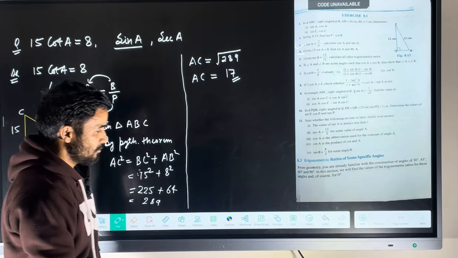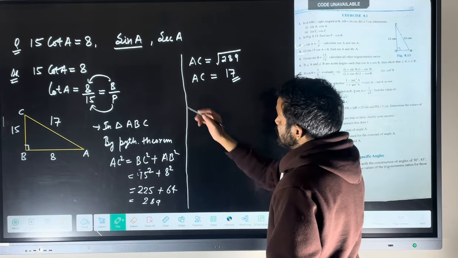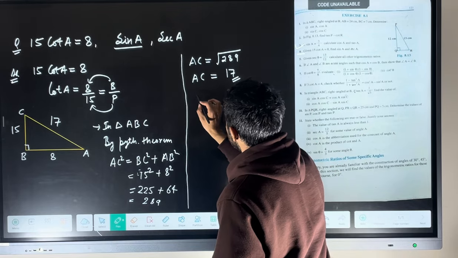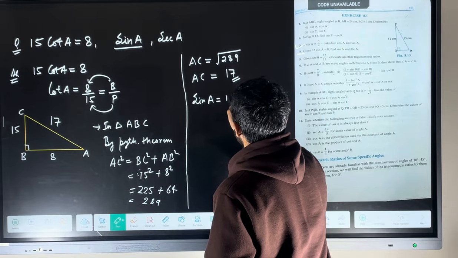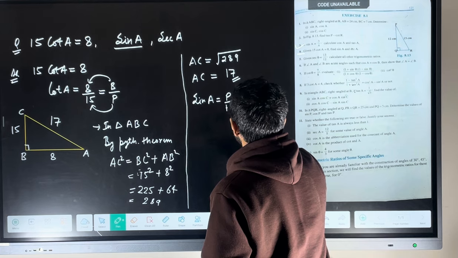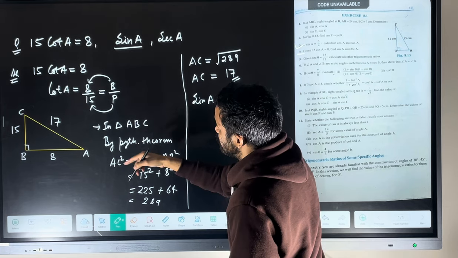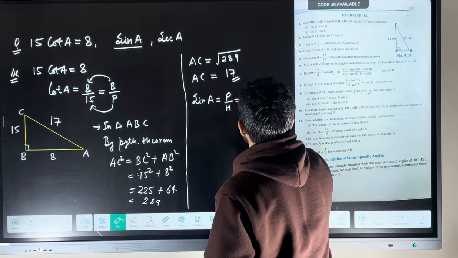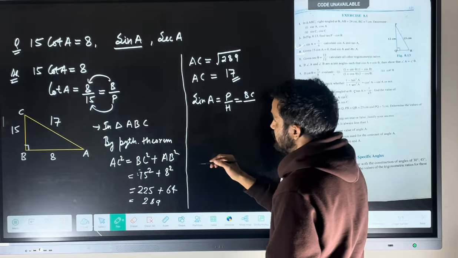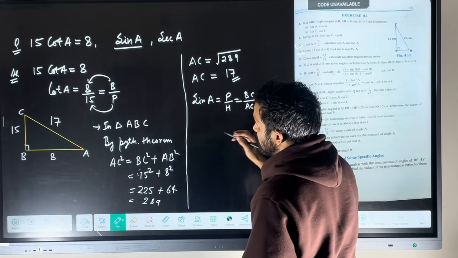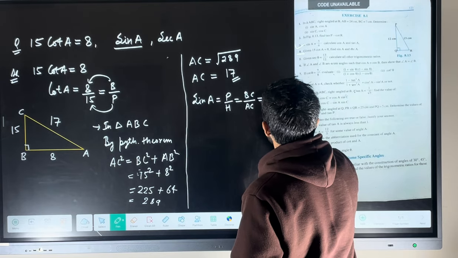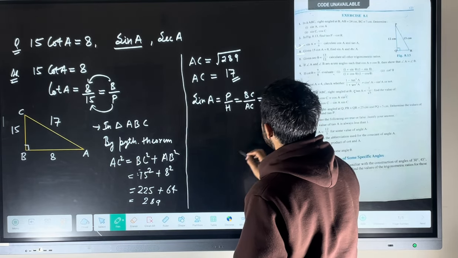Now we will find sin A. Sin A is equal to perpendicular upon hypotenuse. What is perpendicular here? That is BC. What is hypotenuse? That is AC. BC is 15 and AC is 17.